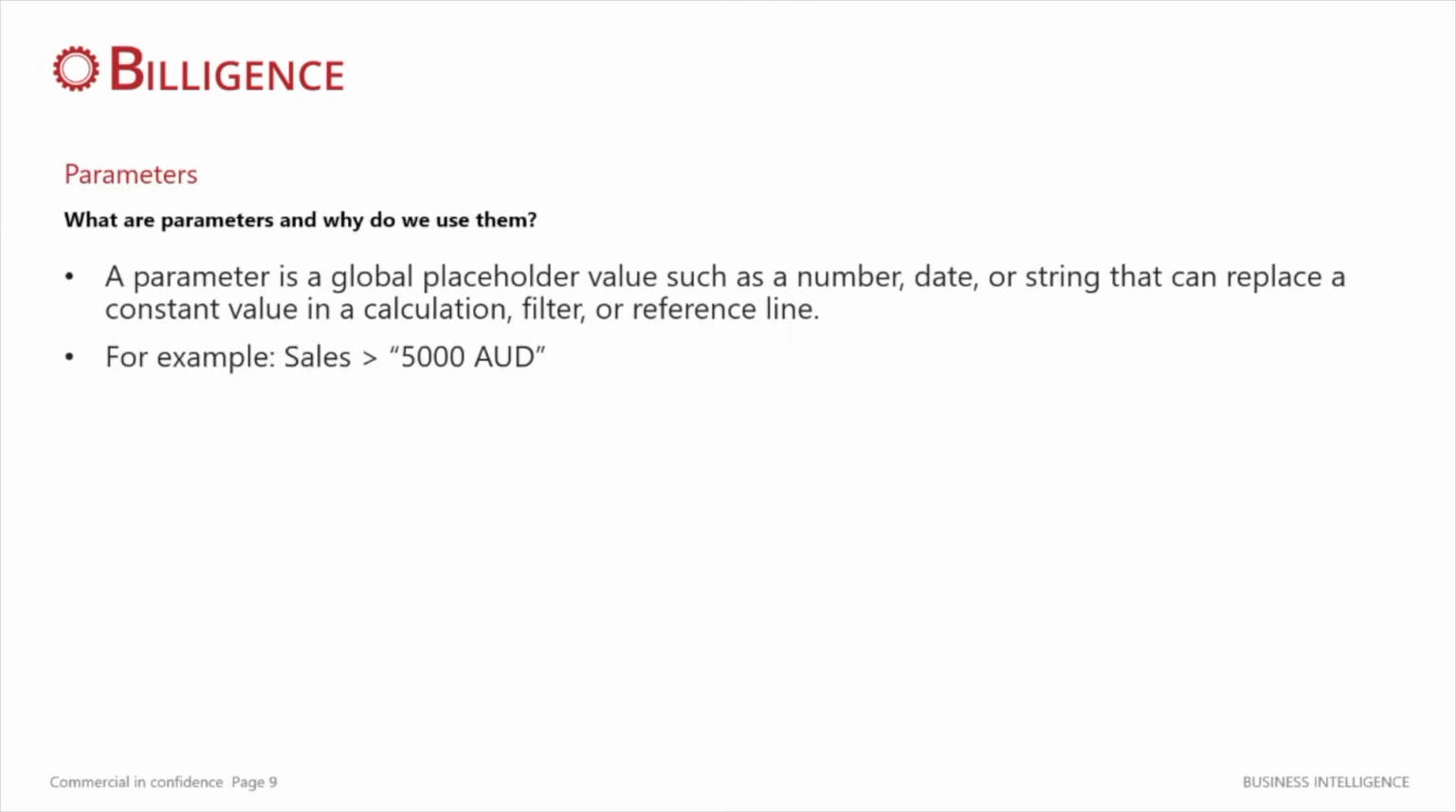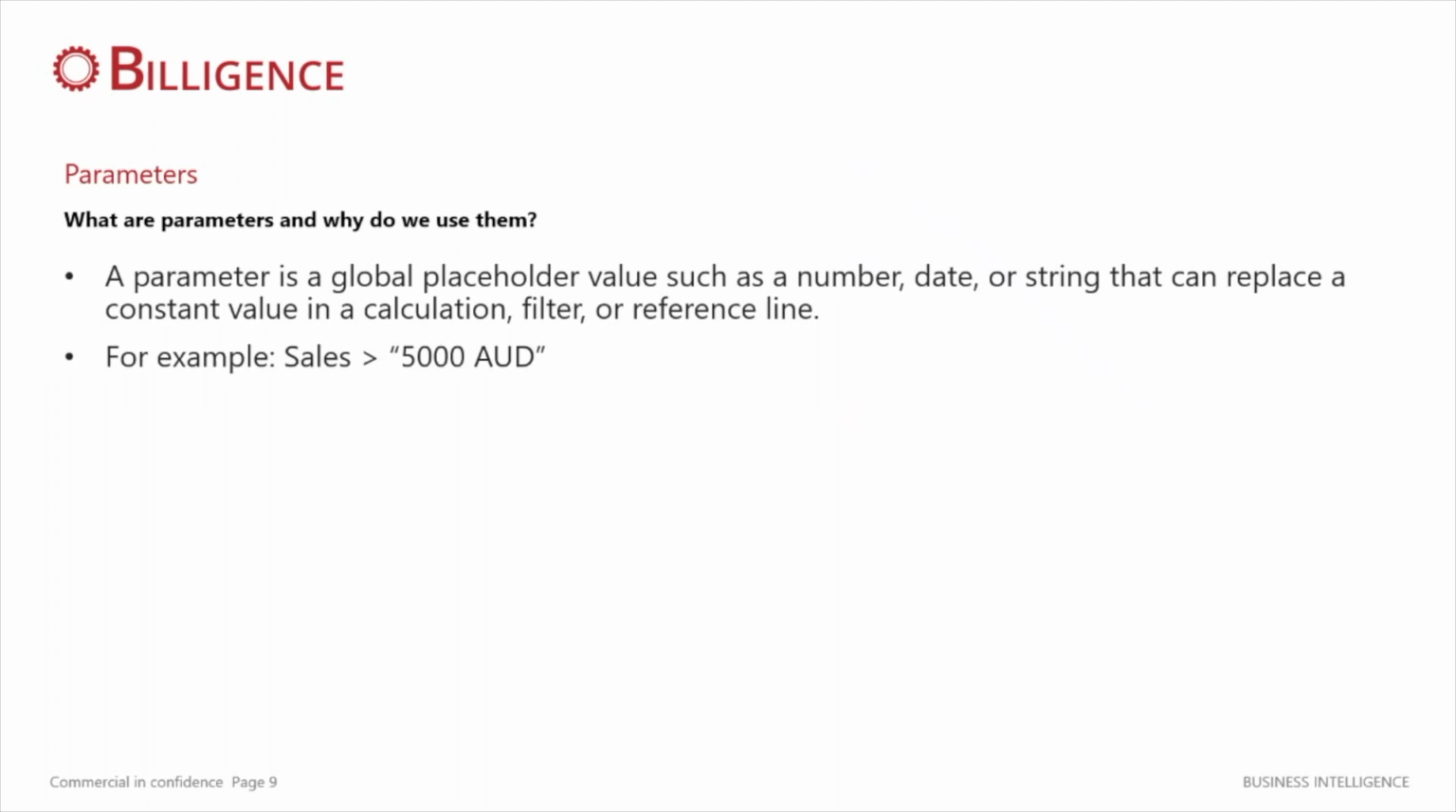Before we carry on, let's take some time to understand what parameters are and how they can help us. So this is the explanation from the Tableau website. A parameter is a global placeholder value, such as a number, date, or string, that can replace a constant value in a calculation, filter, or reference line.